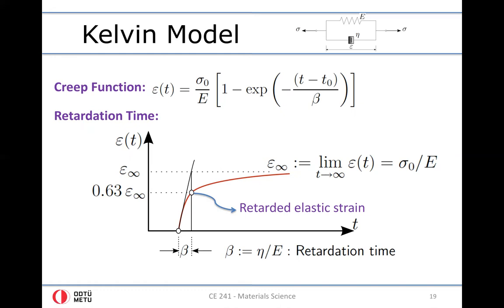In other words, the delay time, because essentially what is retarded here is the elastic response. When you wait long enough, what you obtain is the saturated strain epsilon infinity, and that is nothing but the elasticity. Therefore it is sometimes referred to as retarded elastic strain.